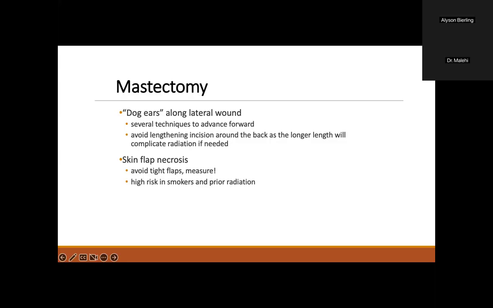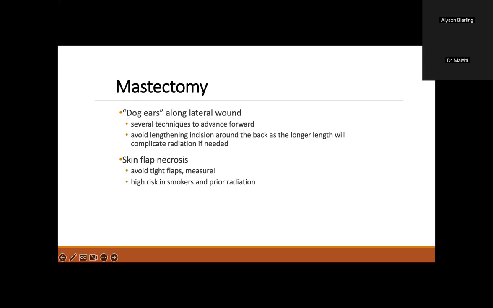Skin flap necrosis. So the blood supply to the skin, once you've taken the breast out from underneath, used to come up from perforators through the breast tissue. Now you've taken out all those perforators and the blood supply to the skin has to trickle in from the far edges. And sometimes it doesn't get all the way to the center. And you'll end up with some areas of skin necrosis.